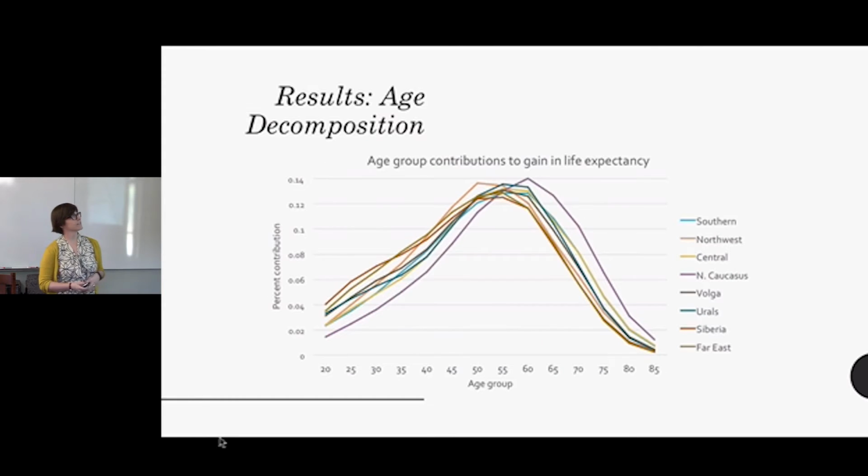I then also did this as percent contribution, so it all sums to 100, just to show that the North Caucasus is also an outlier in that the curve is shifted to the right. They made a lot more gains in older age mortality, and this is sort of what you would expect because they didn't have that younger adult mortality problem to the same extent that everyone else did. Again, probably because of not as much drinking.